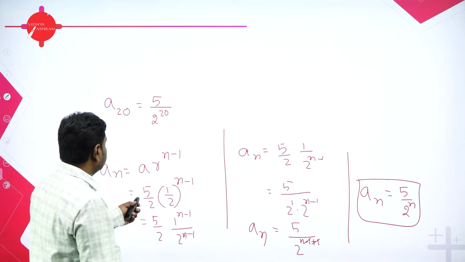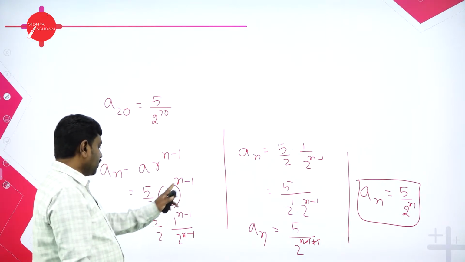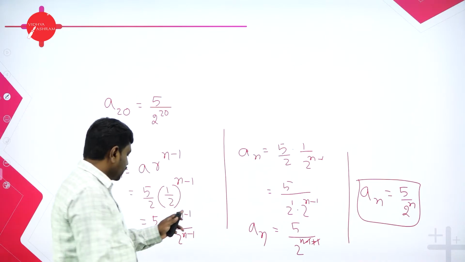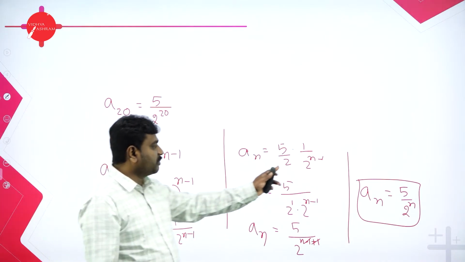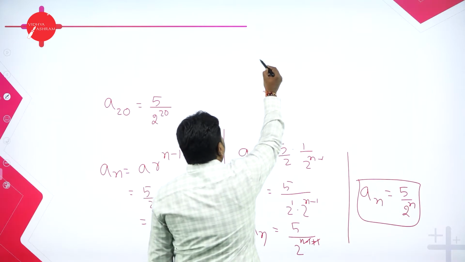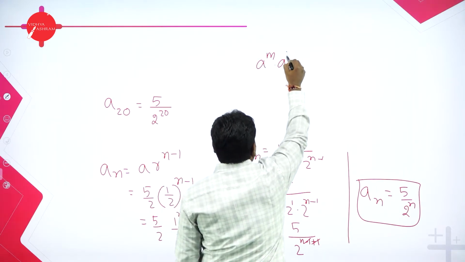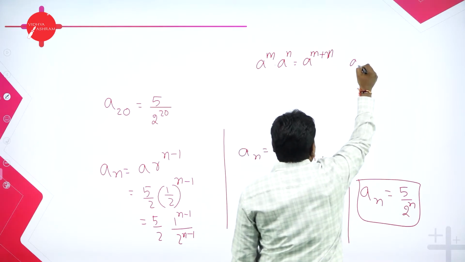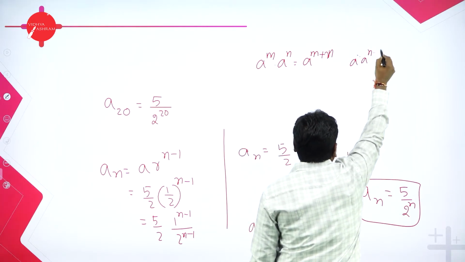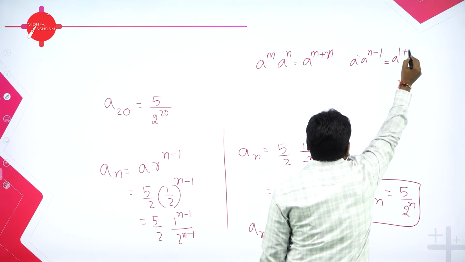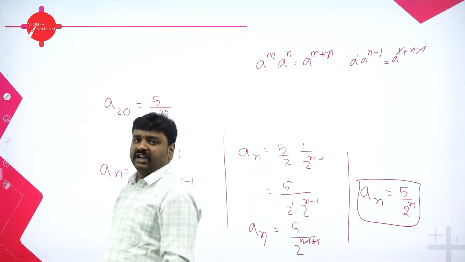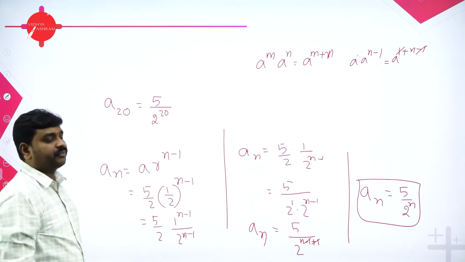So the nth term is a r power n minus 1. 1 power anything is 1. 1 power n minus 1 is what? 1. And n minus 1 goes to the denominator also. It will become 2 power n minus 1. Law of indices: all of you know a power m into a power n. What is a power m into a power n? A power m plus n. Same logic we use for a into a power n minus 1. A into a power n minus 1 is a power 1 plus n minus 1. So it will become a power n. What is the nth term? 5 divided by 2 power n.